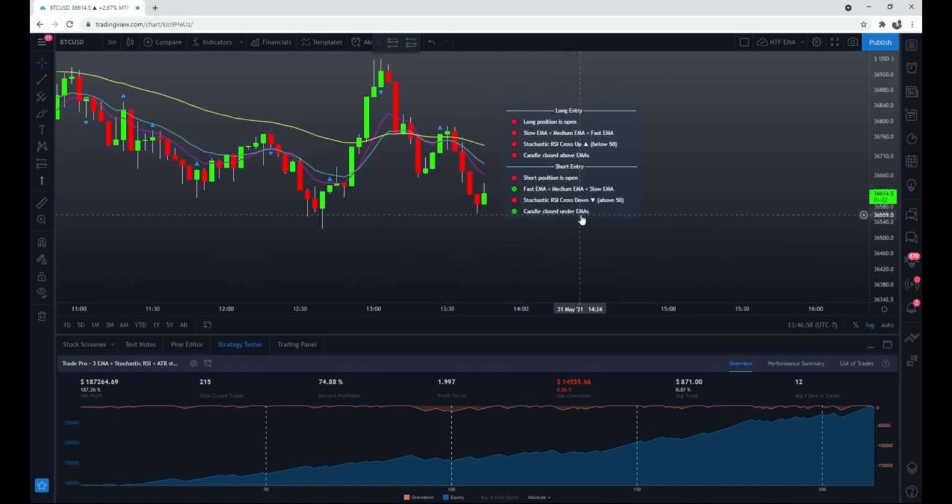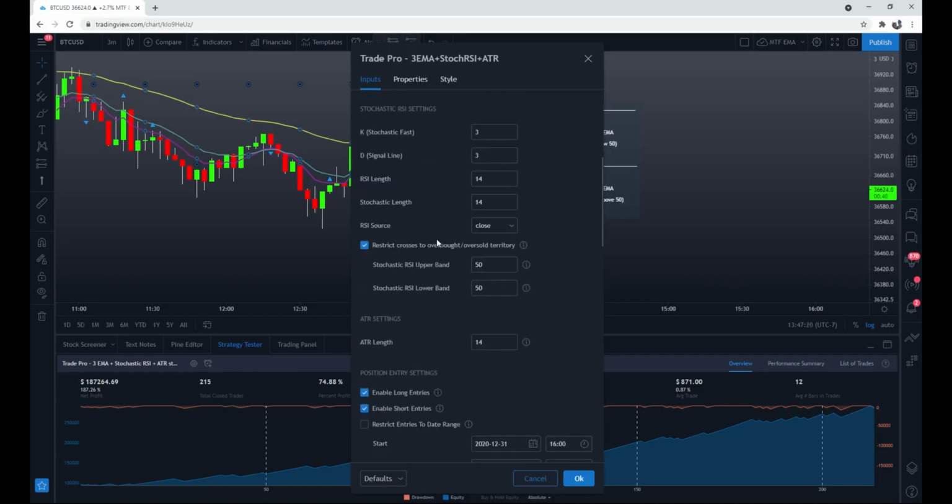We have a candle closed under the EMAs, which is another criteria being met for a short position, but we don't have the stochastic RSI crossing down from above the 50 line. So we can't actually take a short position until that criteria is met. And clearly none of the long position criteria is being met, so all the red dots are shown here.